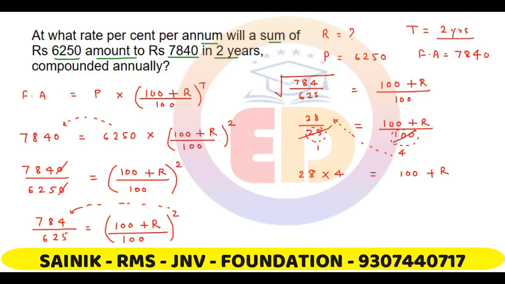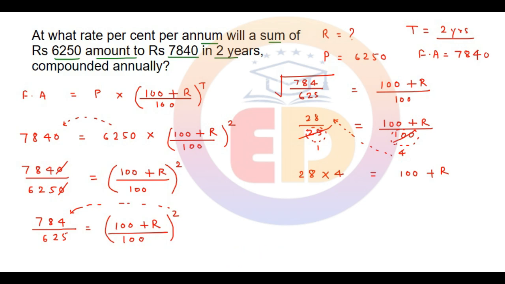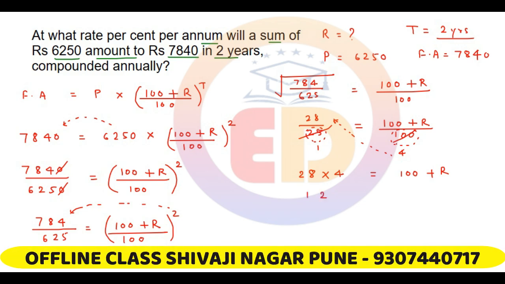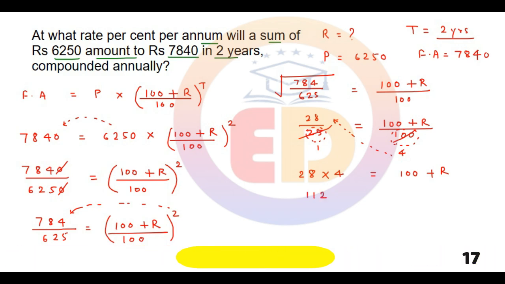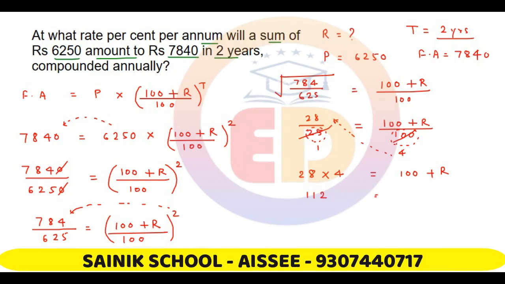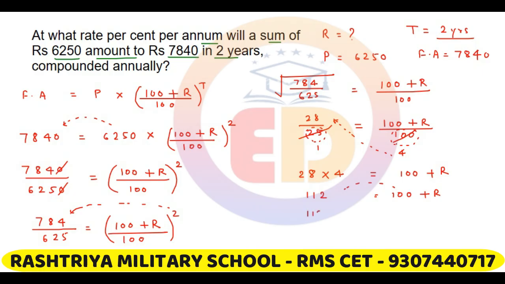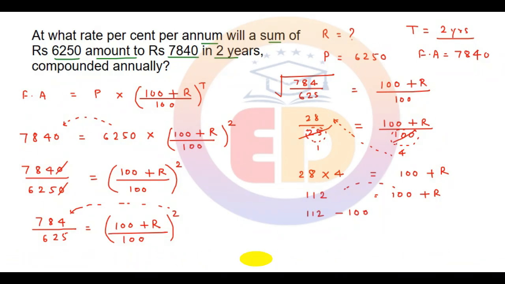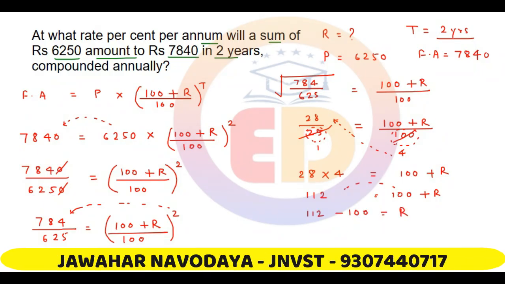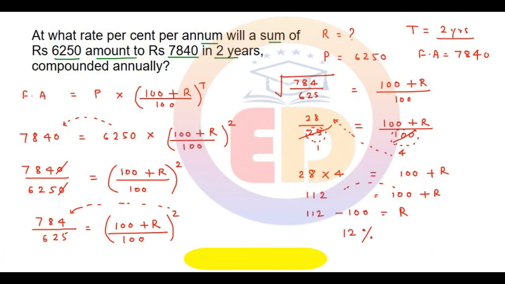28 multiplied by 4, it will give us 112 equals to 100 plus r. Take 100 from right to left side, it will be subtracted. 112 minus 100, my answer is 12%. So rate of interest here will be 12%.